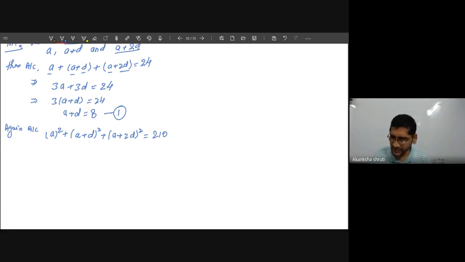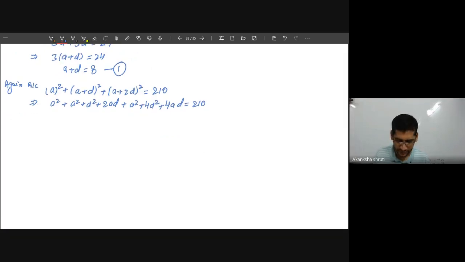Now again you have to simplify it. So this becomes a square plus, apply the formula for a square plus b square plus 2ab: a square plus d square plus twice of ad. Again apply the same whole square formula: a square plus 4d square plus 2 into 2 into a into d, which is 4ad, equal to 210. Student, this calculation you have to do because this question is asked in 3 marks or even in 4 marks that carry the weightage.